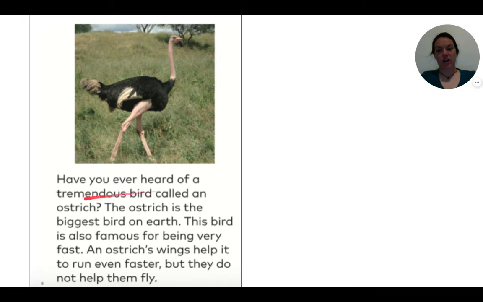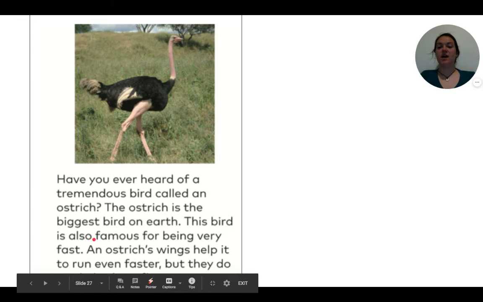Have you ever heard of a tremendous bird called an ostrich? The ostrich is the biggest bird on Earth. This bird is also famous for being very fast. An ostrich's wings help it run even faster. But they do not help them fly. So ostriches cannot fly.